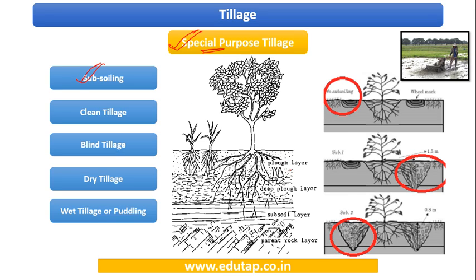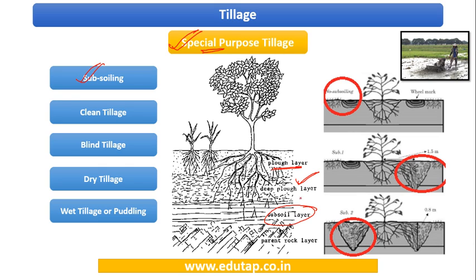See, you can have a look at this picture where the plants are there. The immediate layer where the plant is there is known as the plow layer. So usually all the plowing operations are done in the region immediately below the surface. Then you have the deep plow layer, and then there is a subsoil region.